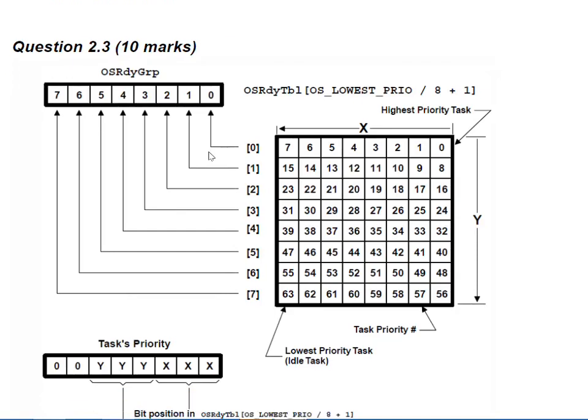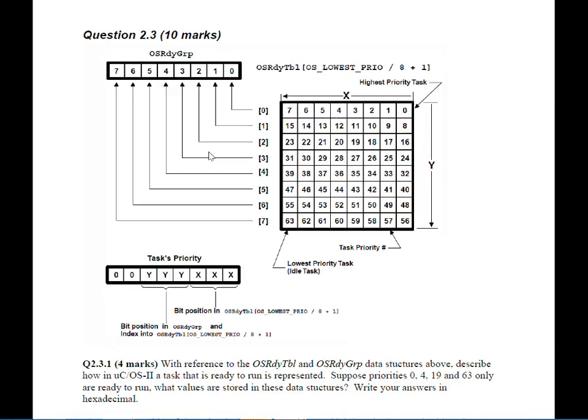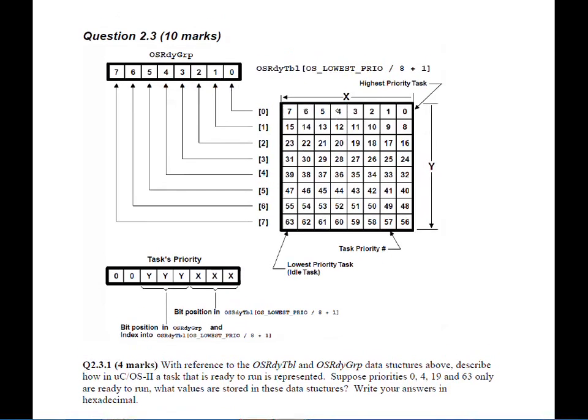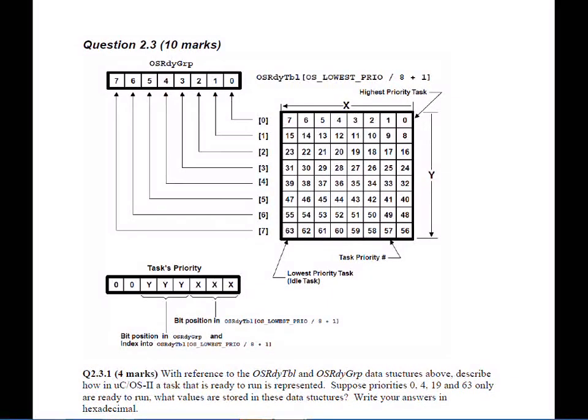Right, let's just... So this question is about the ready table that you see here. So we've got the OS ready table, this guy here, and you've got the OS ready group, which is a summary of that table, and then you've got the task priority down here. So suppose priorities 0, 4, 19 and 63 are ready to run. What values are stored in these data structures? Okay, can you answer that?